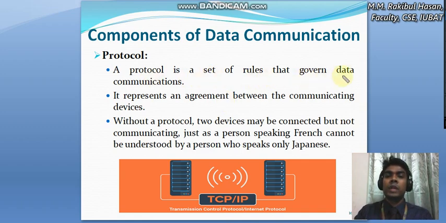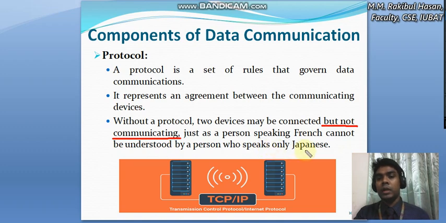A protocol is a set of rules that govern data communication. It represents an agreement between the communicating devices. Without a protocol, two devices may be connected but not communicating, just as a person speaking French cannot be understood by a person who speaks only Japanese. The French person can speak in French and the Japanese person can listen. Again, the Japanese person can speak in Japanese and the French person can listen. But the person who knows only French will not be able to understand anything in Japanese, and the same way for the Japanese person. They might be connected with each other, but they will not be able to communicate. They will not be able to understand each other. So this is the protocol.